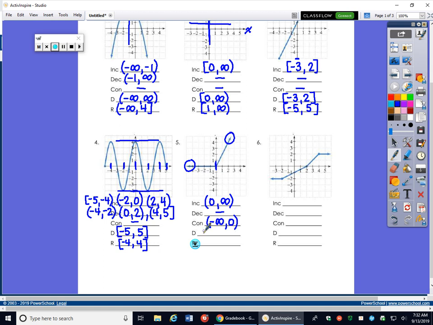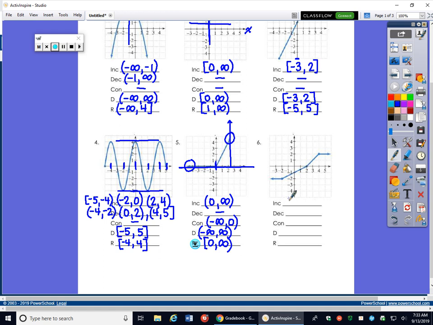Your domain is going to be -infinity to +infinity because it starts and stops with arrows. And then your range, if you look at your range starts at 0, and it's including because the graph exists there, and it goes on forever going up, so it's going to be infinity. Okay? All right, the last one, increasing.